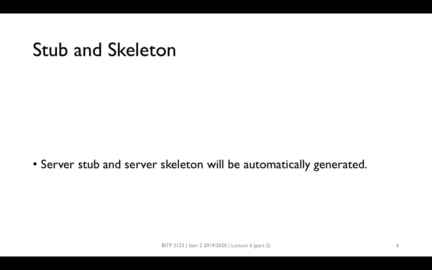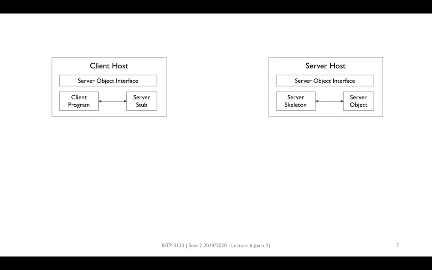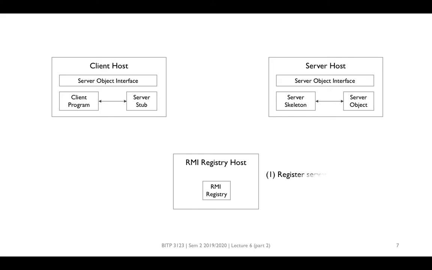The communication between the client and the server on the remote object happens at the server stub and the server skeleton. These two objects are automatically generated by Java. The three components, which are the client host, the server host, and the RMI registry host, will be interacting with one another. The server host will register the remote server object in the RMI registry host.